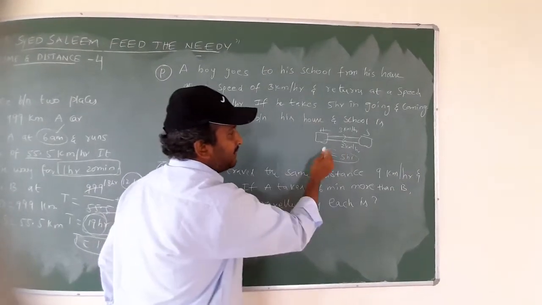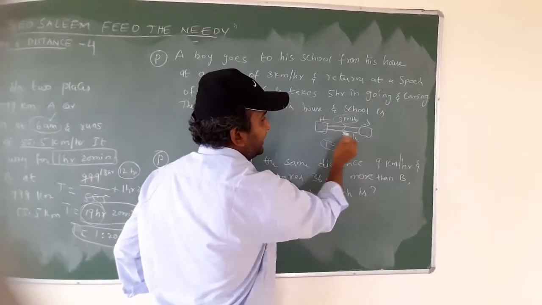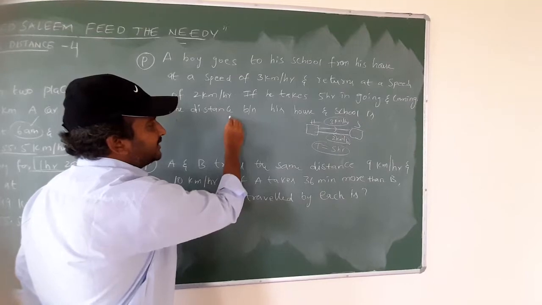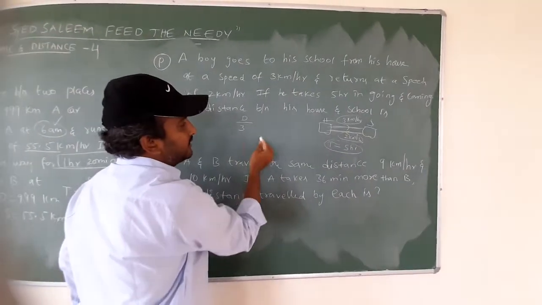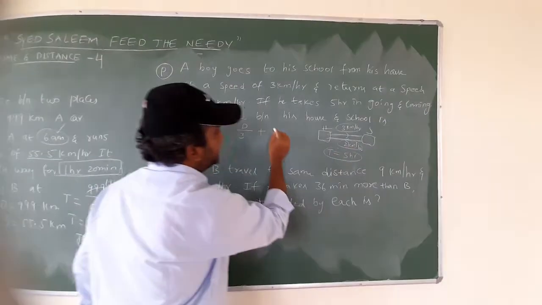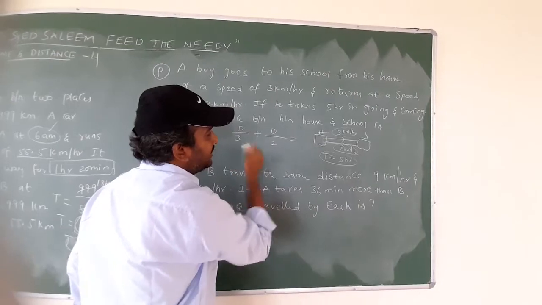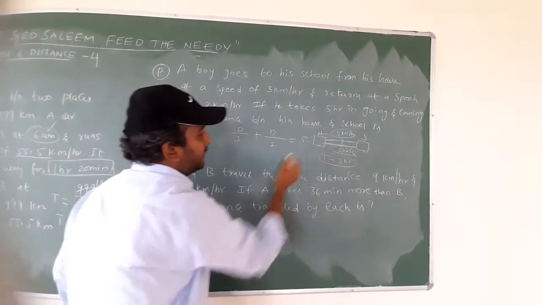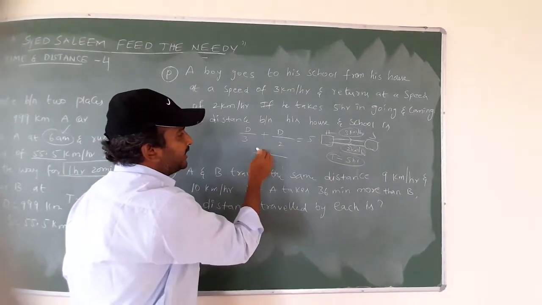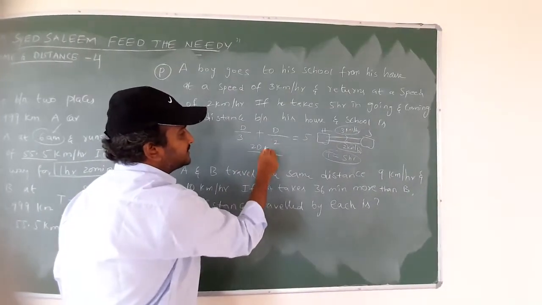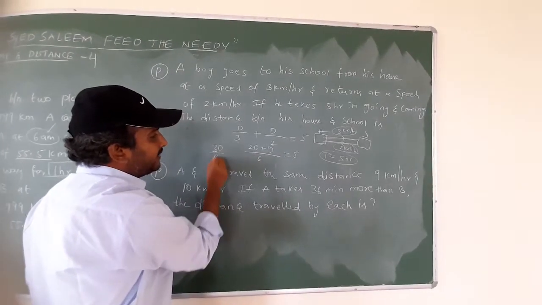Is it clear? If you observe the parameters, they have given the speed for going and returning. That means distance by speed: D divided by 3 km per hour, plus D divided by 2 km per hour. The total going and coming is equal to 5. What is the LCM? We can take 6 as the LCM. Now 2D plus D, which is equal to 5, that becomes 3D divided by 6 equals 5.